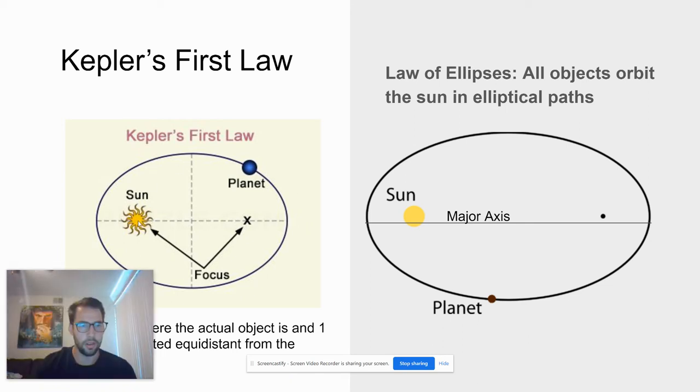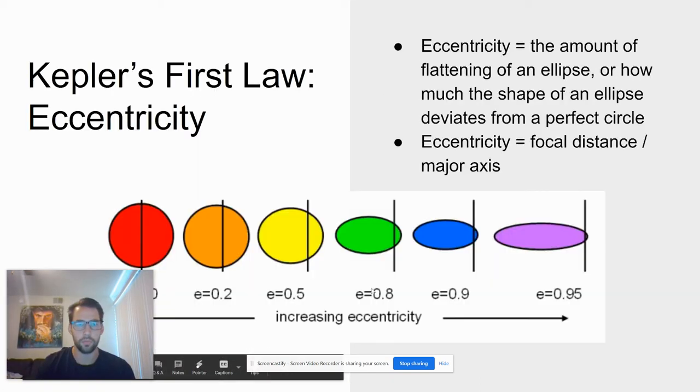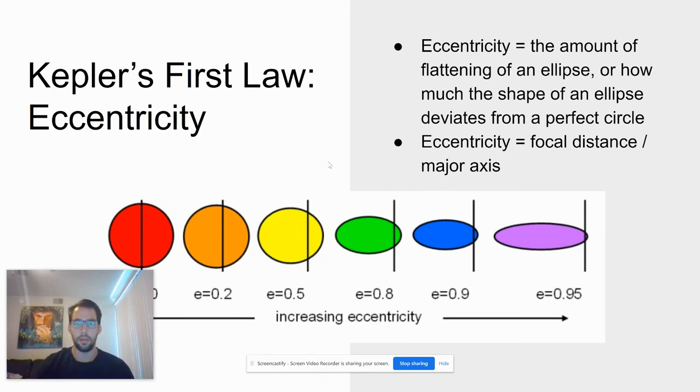So we have the sun here at one of the focus points. We have nothing at the other focus point. And then we have the planet that is going around the sun. The line that goes through both of the focus points, the foci, that's going to be the major axis. Eccentricity is what we're going to use to describe how elongated the orbital path is.